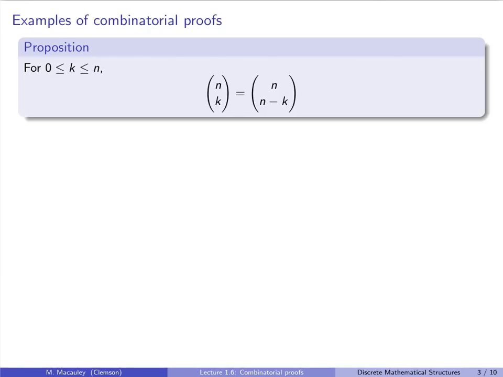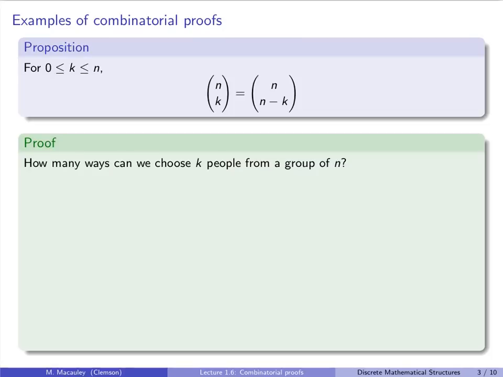Here is our second proposition. N choose k is equal to n choose n minus k. Now, by now you probably already know this, but maybe it was a surprise the first time you saw it. So let's prove this combinatorially. Both of these things, I claim, count how many ways we can choose k people from a group of n.